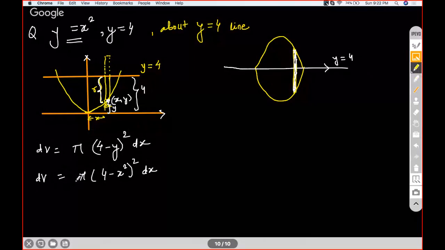Now x will go from which point to which point? It will be from 0 to 2, because when y is 4, x has to be 2, my dear. Yeah, so I did that also. So it will be 0 to 2, but that is not sufficient. That will only give you half this surface, only this part. So 2 times 0 to 2. So let me tell you the answer. Wait. Yeah, now tell me the answer.